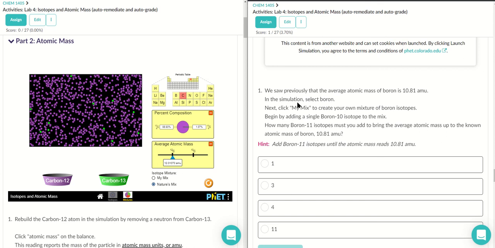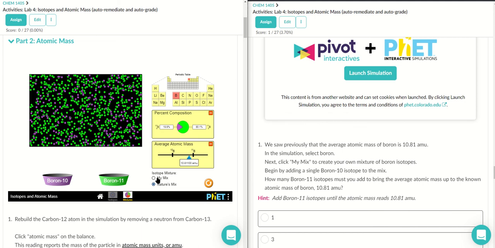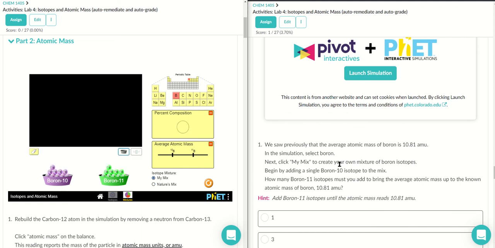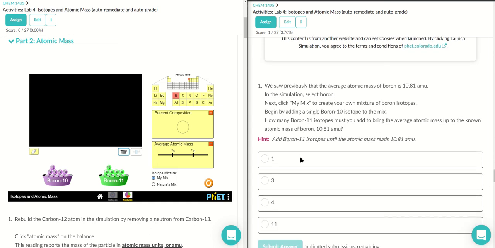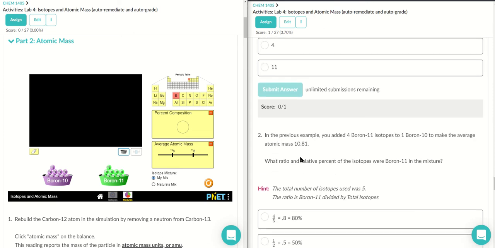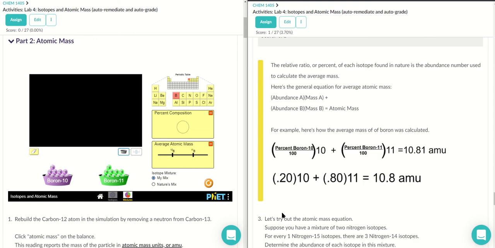Now, part 3. You will be able to mix yourself. So we saw previously that the average atomic mass, and so on. In the sim, click boron. But now we're going to be working with our own mixes. So my mix. And you will go ahead and build those mixes depending on what instructions it tells you and answer questions accordingly. So just make sure to use the correct amount of isotopes and the correct isotope, right? It tells you 4 versus 1, right? So just make sure to add the correct ones and then you'll have some math questions followed up by that.